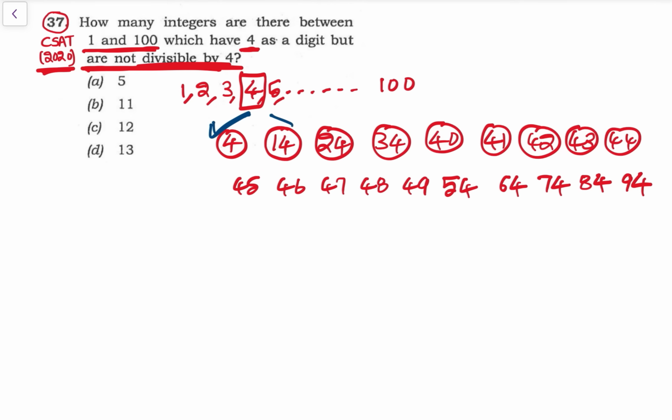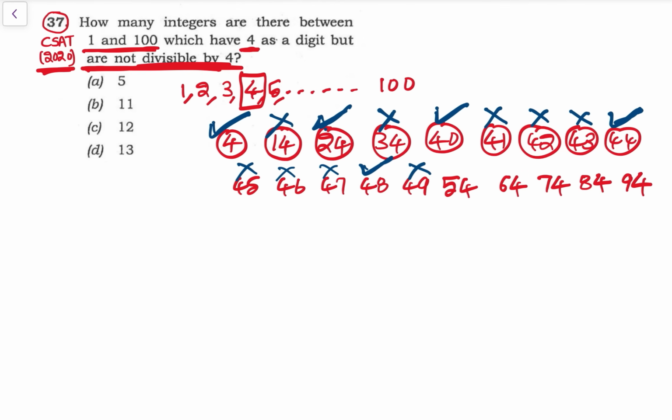Now look, 14 is not divisible by 4. 24, 6 fours are 24, so it is divisible. Then 34 is not divisible. Then 4 tens are 40. 40 is divisible. 41 is not divisible. 42 not divisible. 43 not divisible. 44 divisible. 45 not divisible. 46 not divisible. 47 not divisible. 48 is divisible. 49 not divisible.